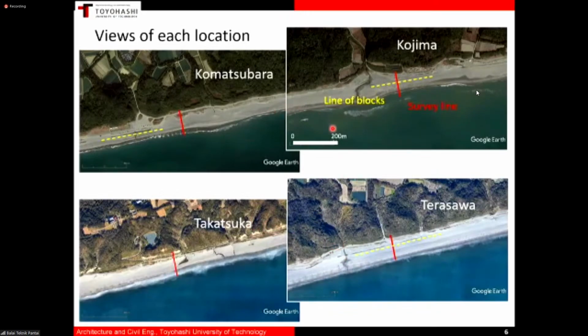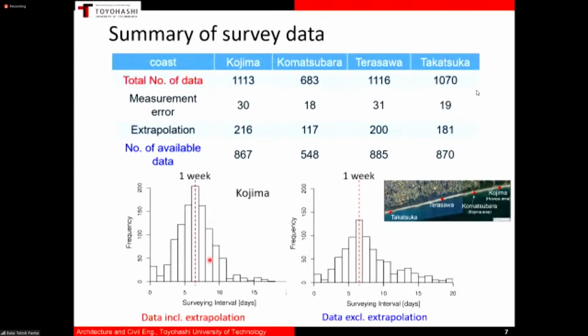Unfortunately, each beach has some blocks, but this coast has no blocks, though in the offshore, some detached breakwater is here. And the total number of our measurements is more than 1,000, because once a week means more than 50 data in 1 year, multiplied by 20 years. But unfortunately, sometimes the students missed, so there are some errors.